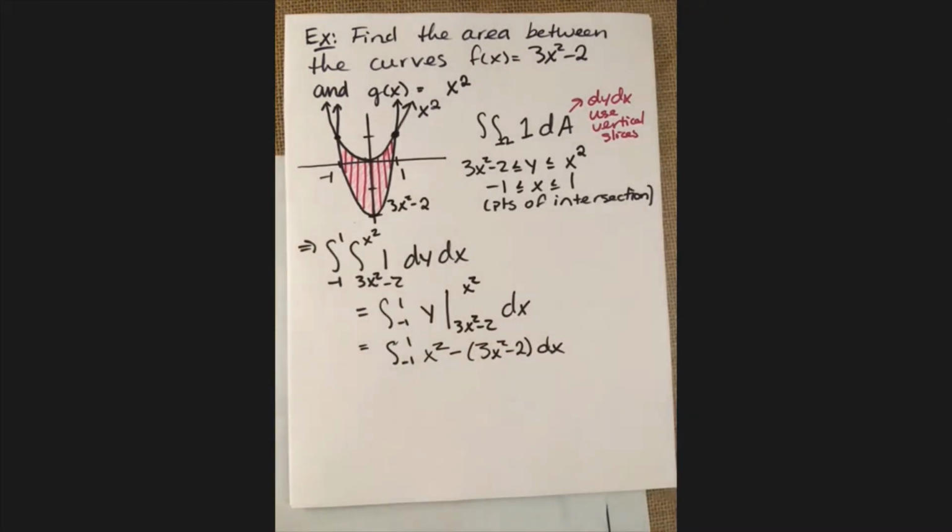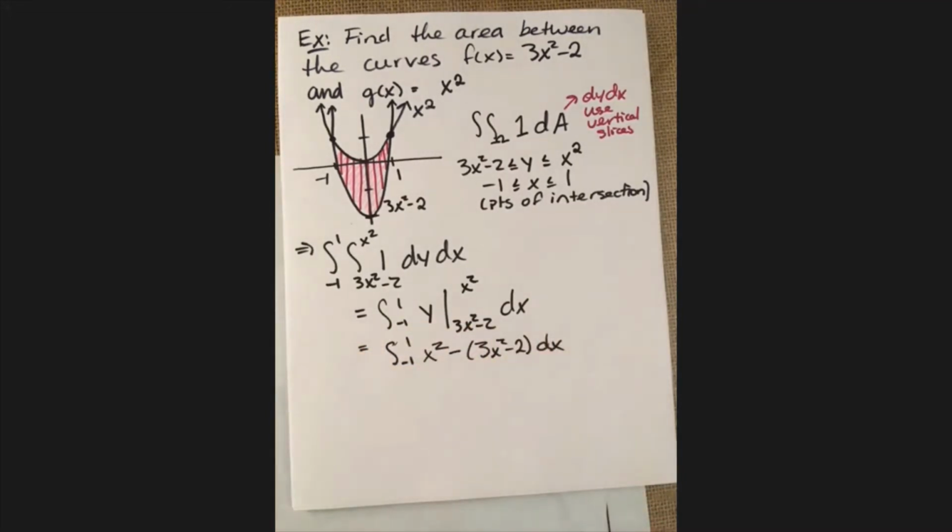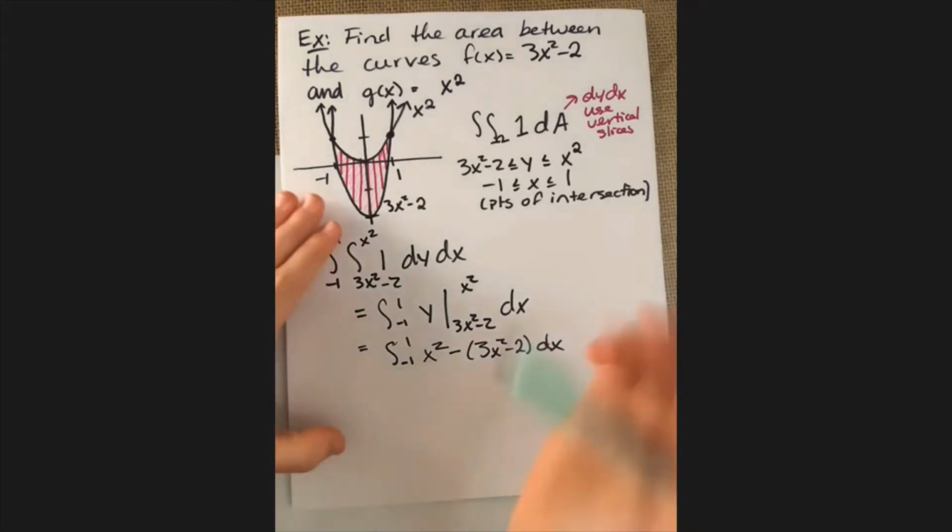All right, now that right there should look familiar. In particular, that is exactly the setup that you would have gotten had you used Calc 1 methods.